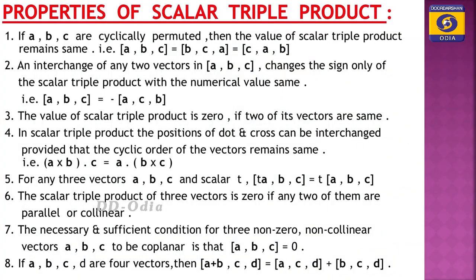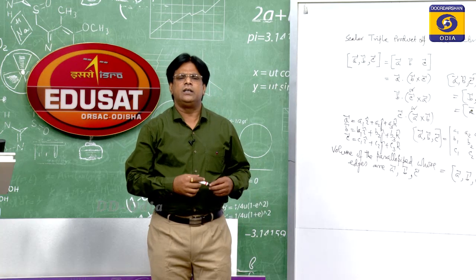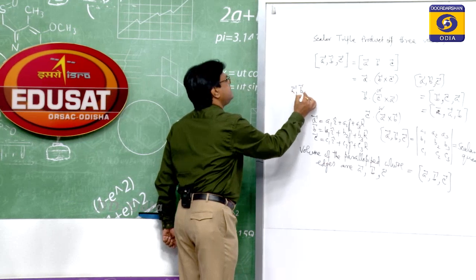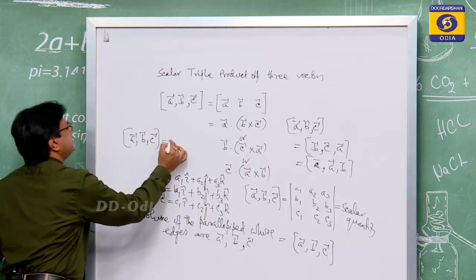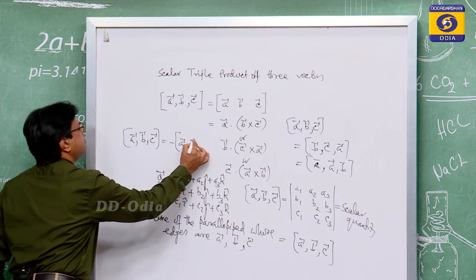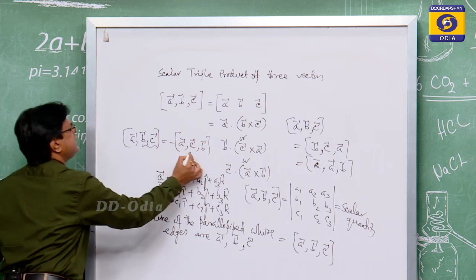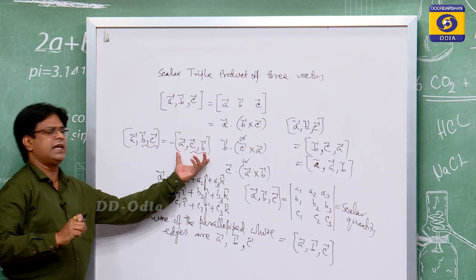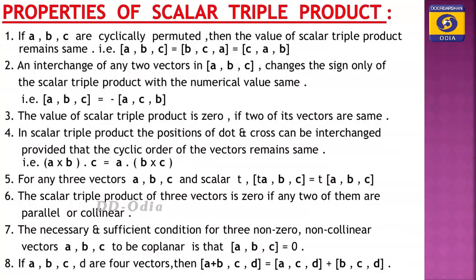Then another property is that an interchange of any two vectors in A, B, C changes the sign only of the scalar triple product, with the numerical value unchanged. Suppose we are interchanging two adjacent vectors. If A, B, C is the scalar triple product, then interchanged it is A, C, B. Suppose we interchange any two adjacent vectors, then the numerical value is the same, having the negative sign.